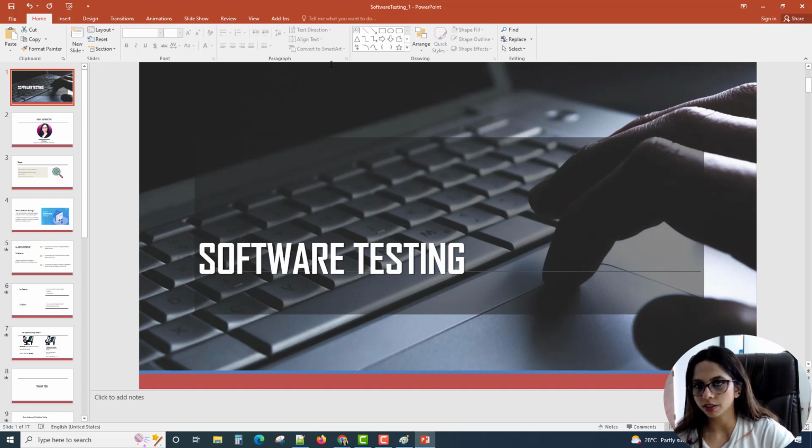Today is the first session and we'll learn about basics of testing, its objectives. We'll learn about two different terminologies, which is verification and validation, and we'll also see the need of testing team in the industry. So let's begin.